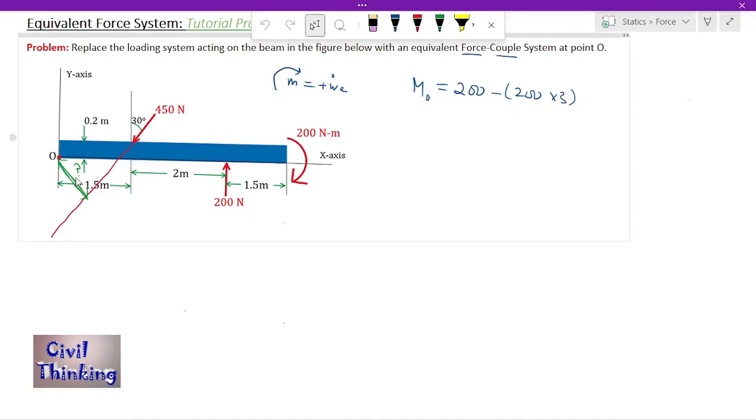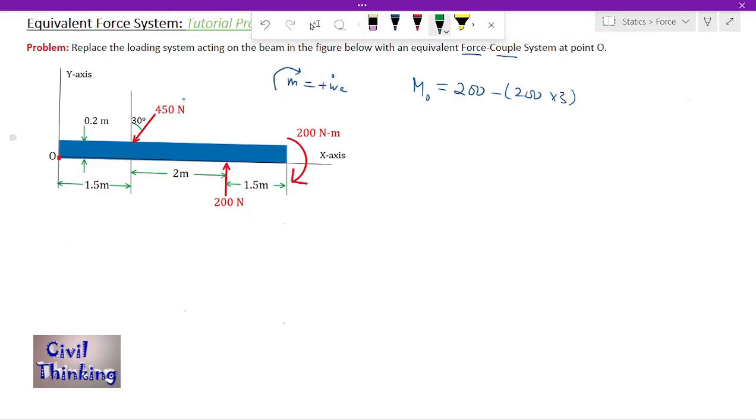Since we cannot find the moment directly, we will apply Varignon's theorem. I have already made a video lecture on Varignon's theorem, you can also watch that. By the way, you don't need to watch that, it's very easy, I will explain it here. Now we cannot find the moment of 450 newton at point O, so we will find the moment of the components of 450 newton.